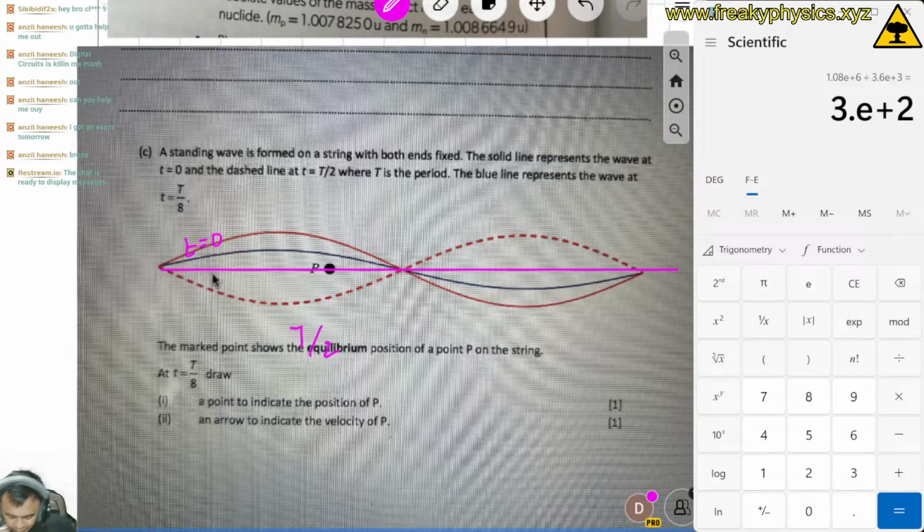Okay, that's the equilibrium position, and this already tells us something. At P, you are at equilibrium. So let's take a look first. Here, a point to indicate the position of P and an arrow to indicate the velocity of P. The marked point shows the equilibrium position of a point P on the string. So that's equilibrium, right?